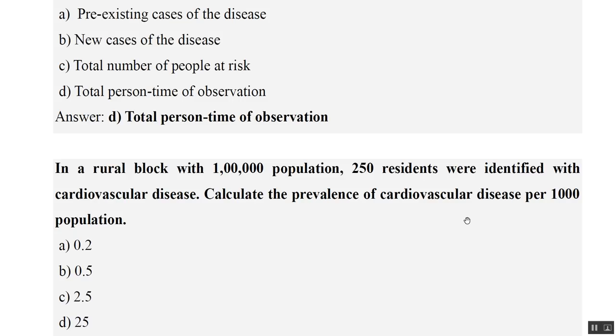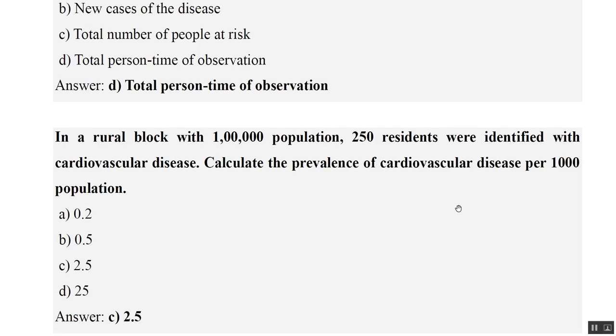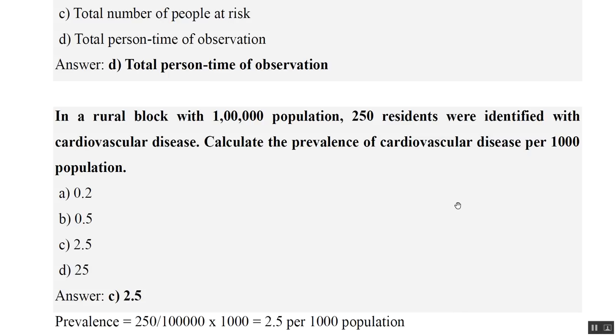In a rural block with 1 lakh population, 250 residents were identified with cardiovascular disease. Calculate the prevalence of cardiovascular disease per 1000 population. So the answer is 2.5. Let us see how it has come. We apply the prevalence formula: number of existing disease plus new cases. So in round figures, 250 people have cardiovascular disease out of 1 lakh. So 250 divided by 1 lakh, and since we have to calculate per 1000 population, into 1000. So it is 2.5 per 1000 population. So answer is C.